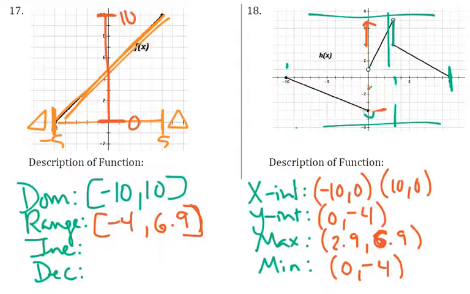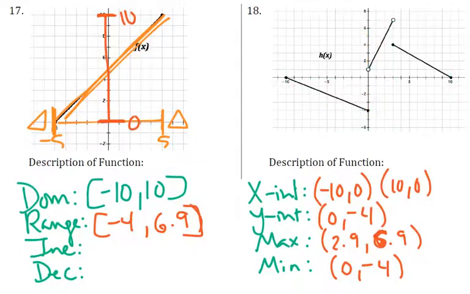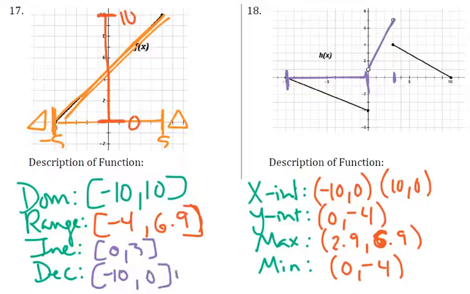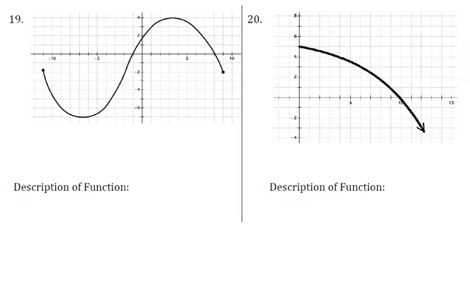Now, with increasing and decreasing, we've got those multiple pieces. So it's increasing here from basically 0 to 3. Decreasing, we've got two parts. So it starts at negative 10 until we get to 0. Then it jumps until we start here at 3 to 10. And there's the features of functions for that one.